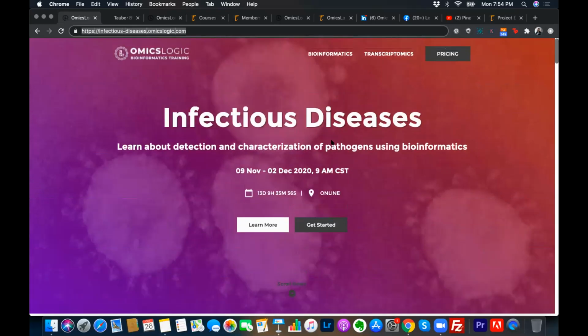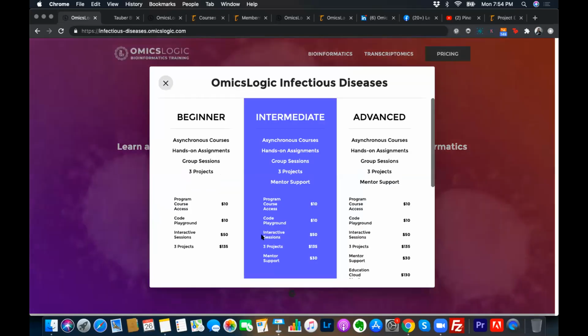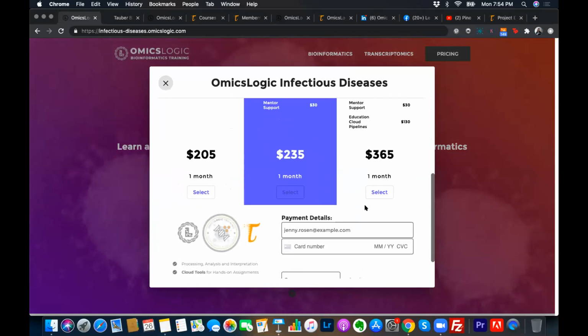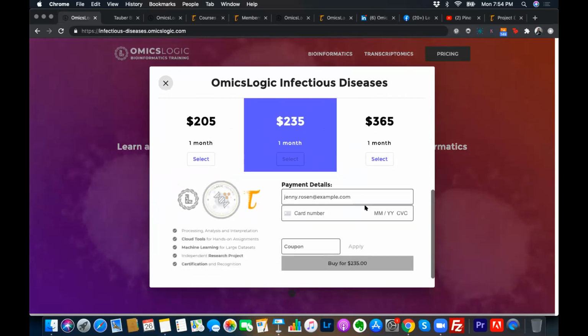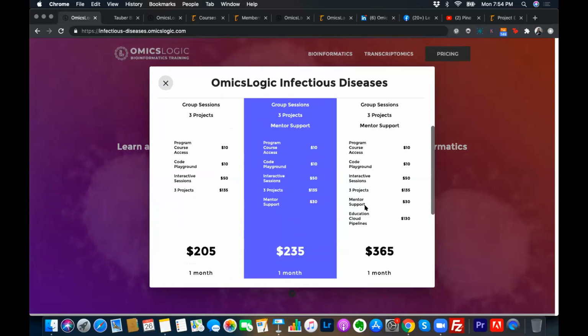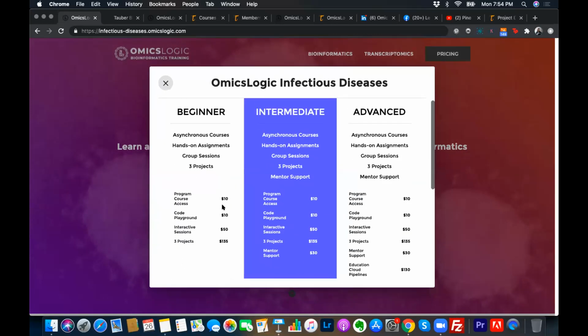So how do you register for the program? You can click on Get Started. And there are 3 membership options which you can choose from. So the different membership options come with different benefits. So the beginner options will give you access, as you see, to all the different courses that are going to be mentioned in the program. It will give you access to the code playground, which I'm going to be showing in just a few more minutes, and also the interactive sessions and the t-bio.info platform.